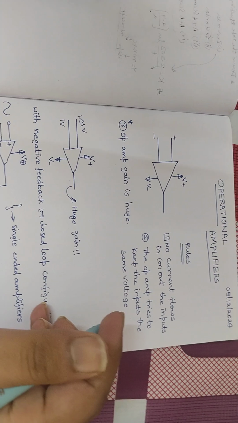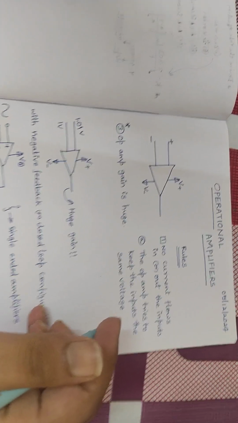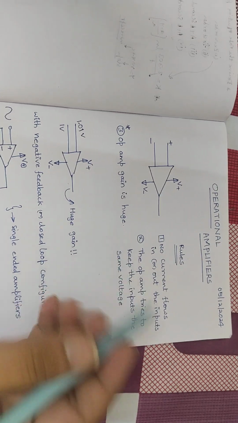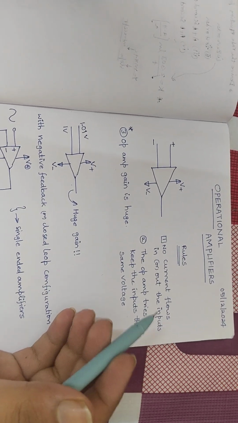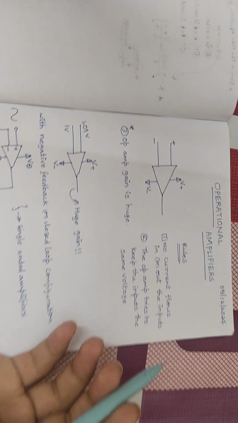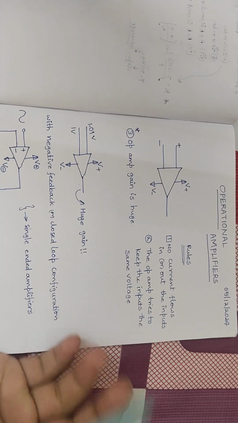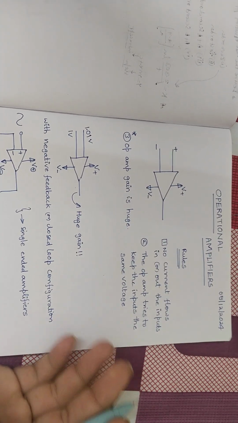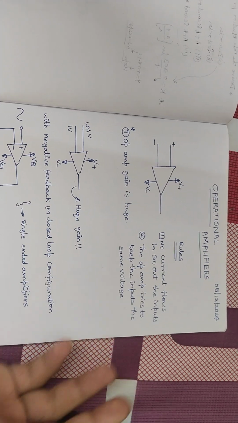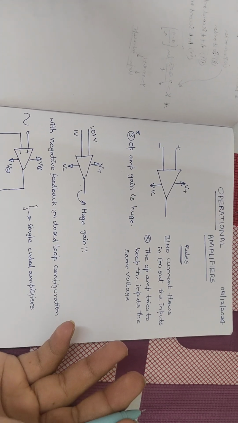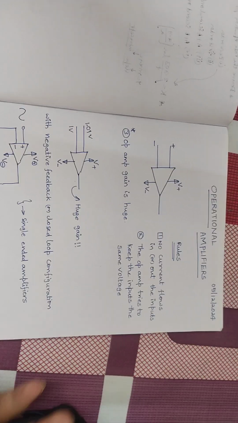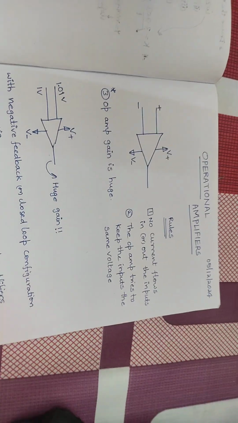The term operational refers to the fact that initially they wanted to do mathematical operations such as integration, differentiation, and also subtraction and addition. At that time there were no digital computers, only analog computers which would do mathematical operations. But even nowadays it can be used as a mathematical operator. Operational amplifiers are used as an integrator, differentiator, also summer and subtractor.